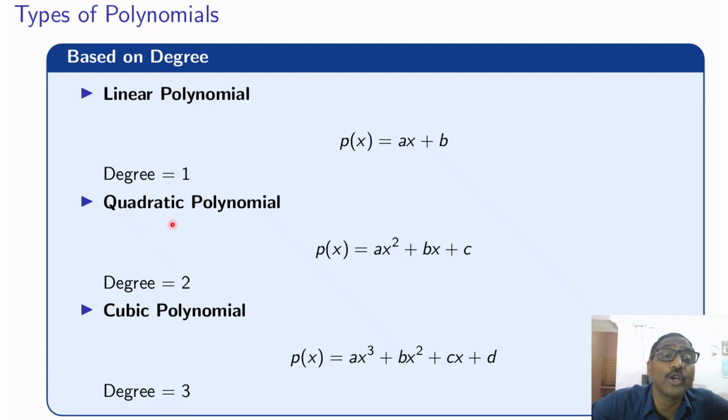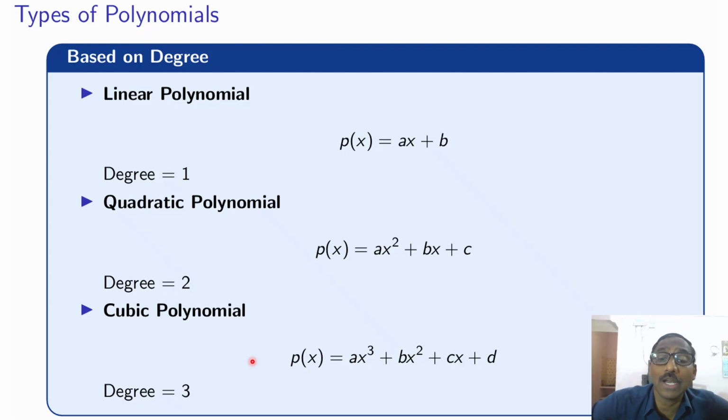What is a quadratic polynomial? So degree must be 2. What is the standard form of the quadratic polynomial? p of x equal to ax square plus bx plus c. This is the standard form of the quadratic polynomial. So degree is equal to 2, the highest power of x is 2. So if degree is 2, then we say the polynomial is a quadratic polynomial.